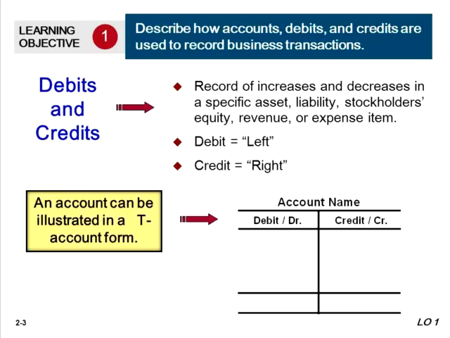Depending on the type of account we're talking about, a debit could mean an increase or a debit could mean a decrease. Likewise, with the credit, depending once again on the type of account we're talking about, the credit could be an increase or it could be a decrease.